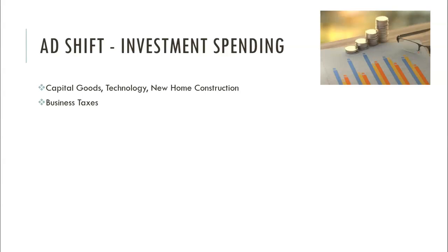Business taxes are going to affect investment spending. So if business taxes go up, then investment spending is going to go down. Business taxes go down, investment spending is going to go up. Just like with household taxes, the higher the level of tax, the less money there is available for people to spend, and then aggregate demand will decrease.